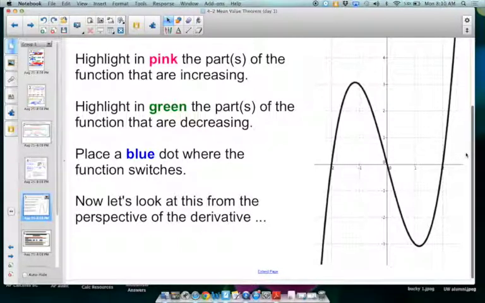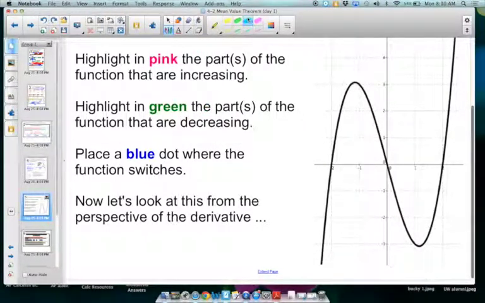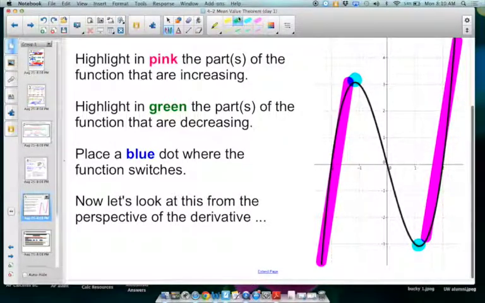Where are my blue dots? Okay, hills and valleys. Okay, where's my pink? I agree. In between. Okay? So increasing, like you said, means getting larger. Decreasing means getting smaller. So we're just talking about what direction are we moving vertically.